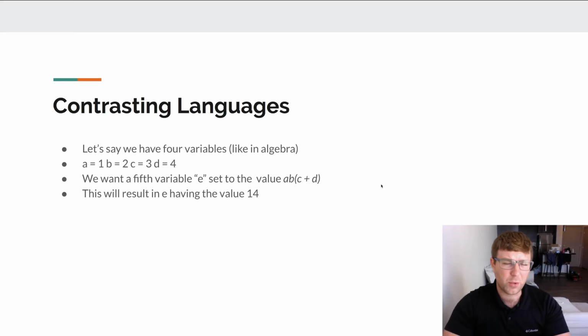So again, what is computer programming? We're going to look at a couple of different languages. So the basic idea of what we're going to be writing is something like algebra. So we're going to have 4 values, 1, 2, 3, 4, and we want to set some fifth variable equal to the value a times b times the sum of c plus d. So the idea is the resulting e value is going to be 14.